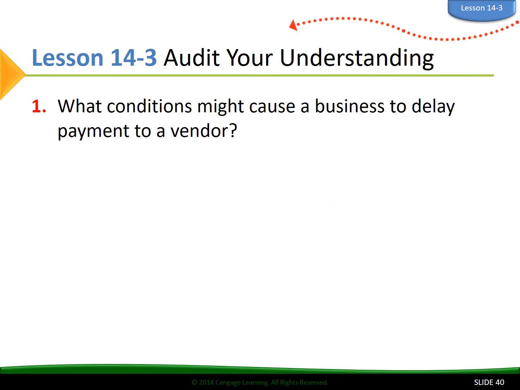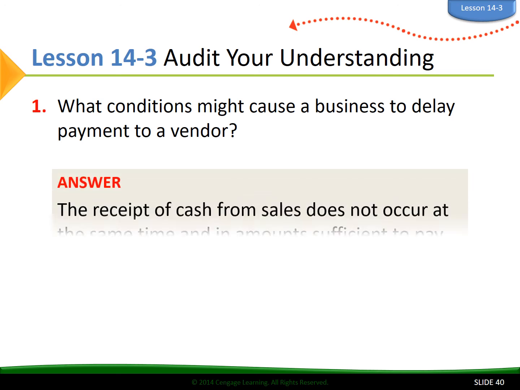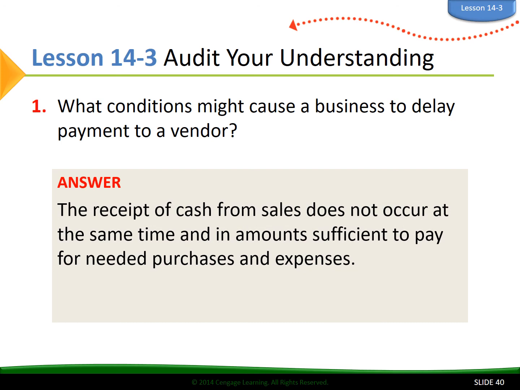Now we're at the review questions. So, what condition might cause a business to delay payment to a vendor? Okay, so right now, as the coronavirus is happening, this is an example of that. So the book's answer, very general, is that the receipt of cash from sales does not occur at the same time and in amounts sufficient to pay for needed purchases and expenses. So in other words, your cash flow is too low that you can't pay for your expenses at that time.